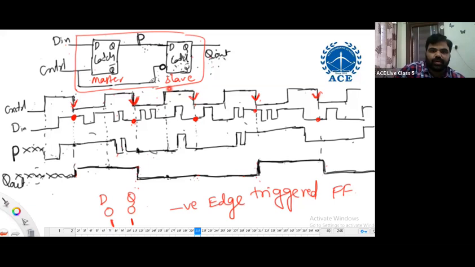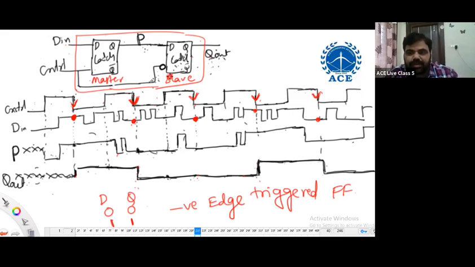So what we have been discussing is a master-slave construction, which results in an edge triggered flip-flop. This is one way of constructing a flip-flop. This is not the only way. We have n number of ways to implement an edge triggered flip-flop. Most of you might have studied the difference: latch is level triggered, flip-flop is edge triggered. But while coming to flip-flop, once again, what we say is that latch with clock is a flip-flop.